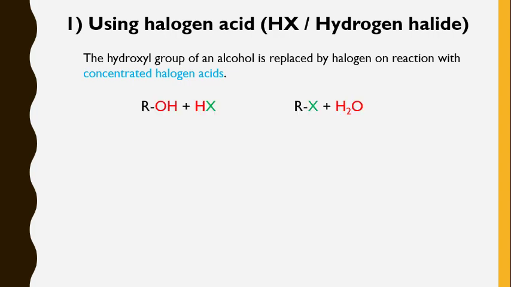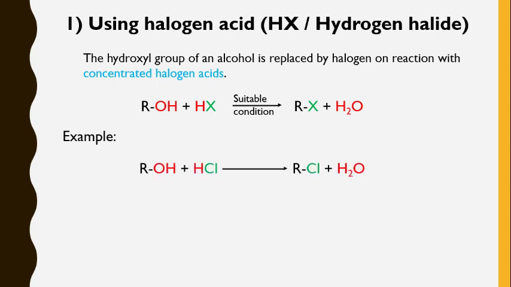See, this is the general reaction in which ROH, our alcohol, is treated with halogen acid under suitable conditions; we will see different conditions for different acids. It will form our halogen derivative, and another side product, water. Now see the example. First example, we are going to treat alcohol with HCl. For HCl, it requires a catalyst, anhydrous ZnCl2.